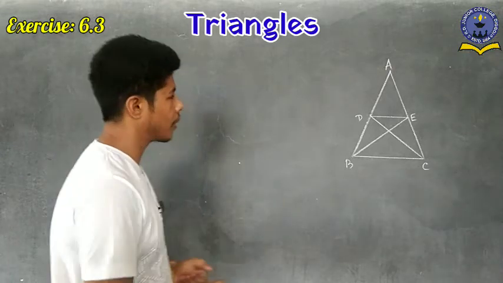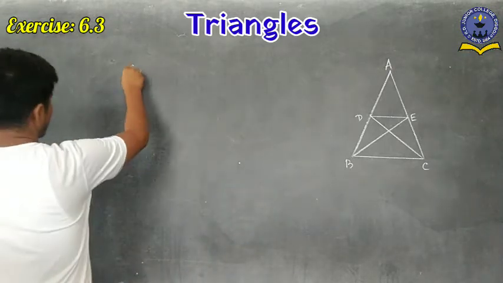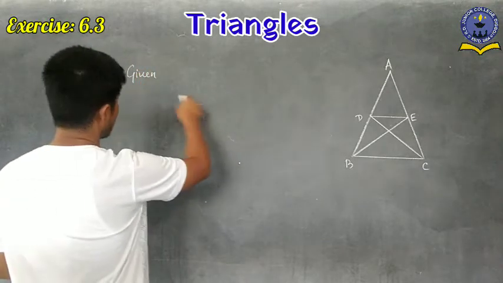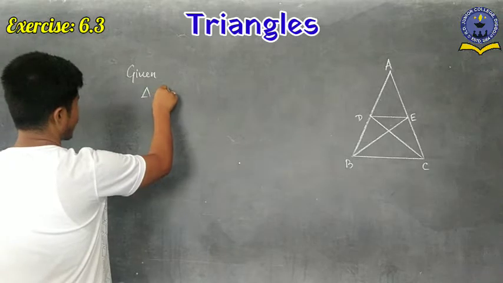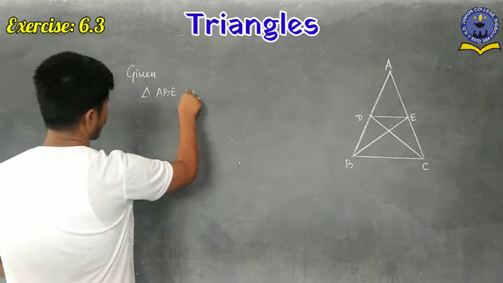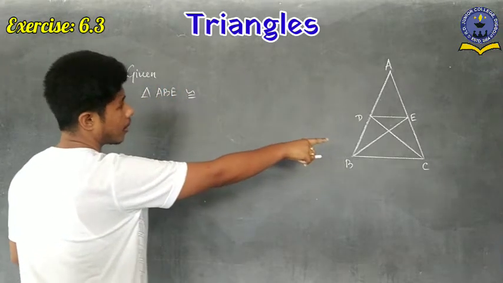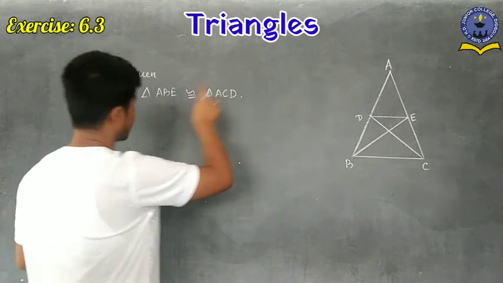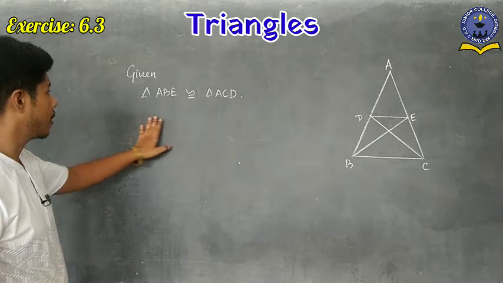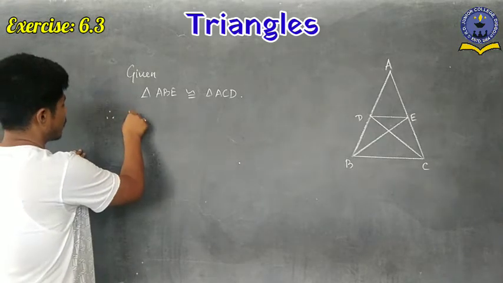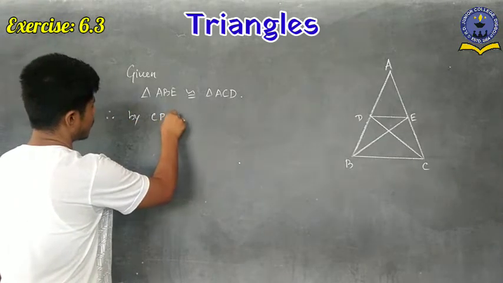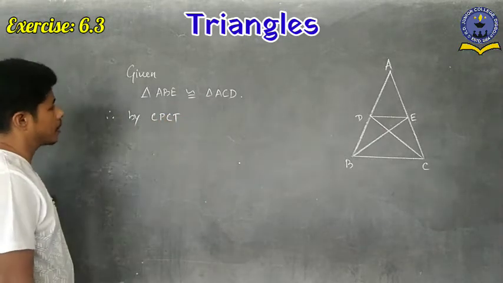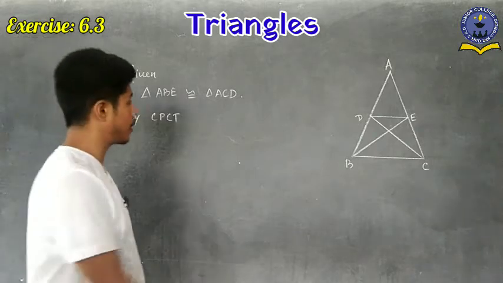So now first of all, the congruent part here we have to write. First of all, what you have to write here is given. Which two are given? ABE. So that means we have to write here triangle ABE congruent to, already given, ACD. So that means we have to write here triangle ACD. Is it clear? So these two are given. So therefore we can write by CPCT, that means corresponding parts of congruent triangles. By CPCT, that means if you see the diagram separately.